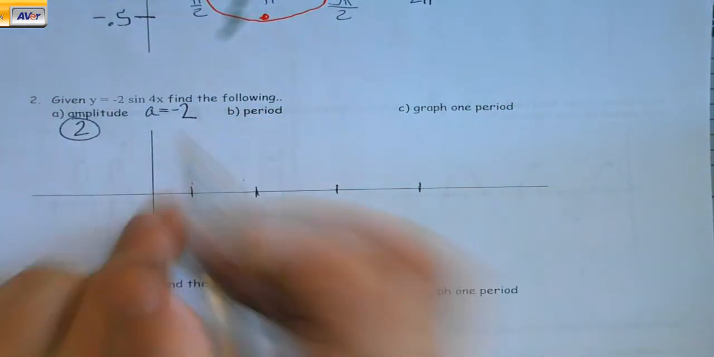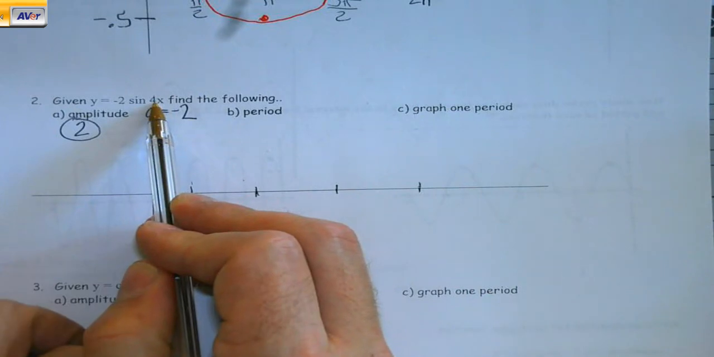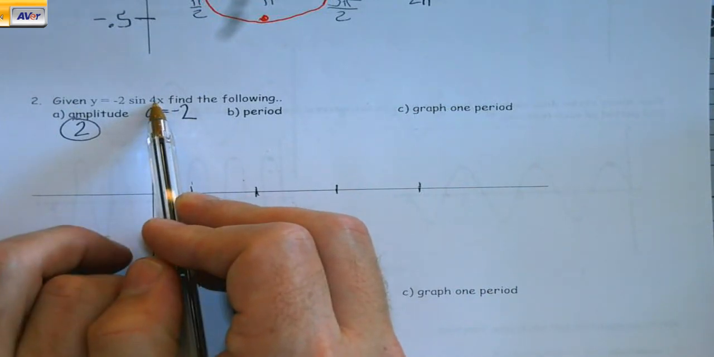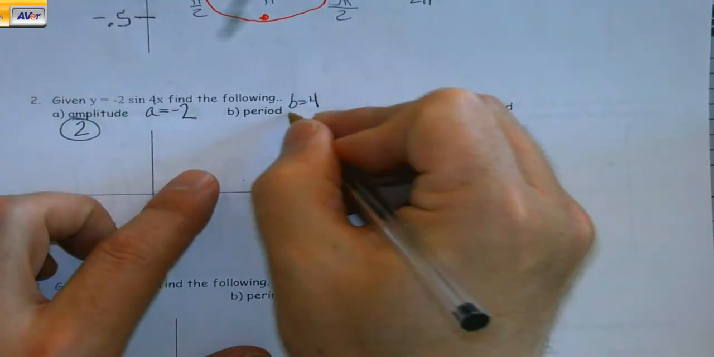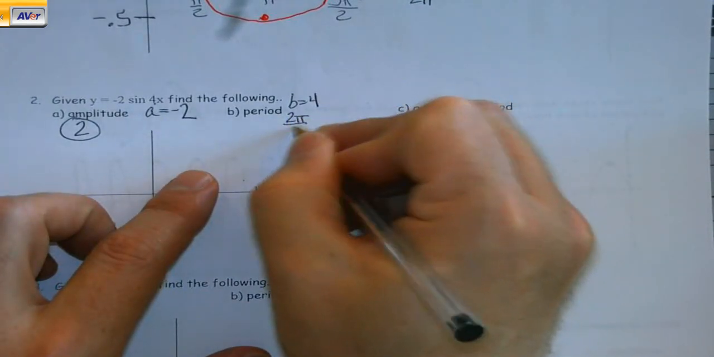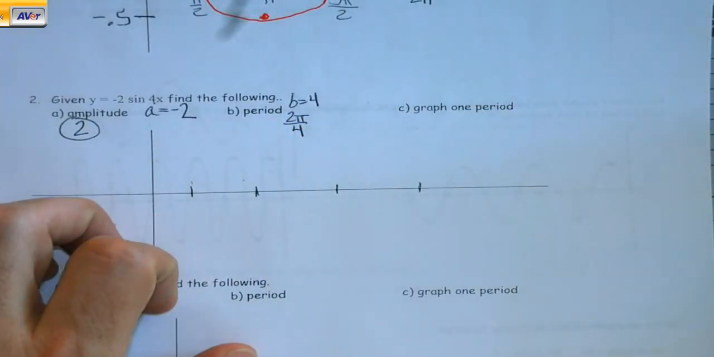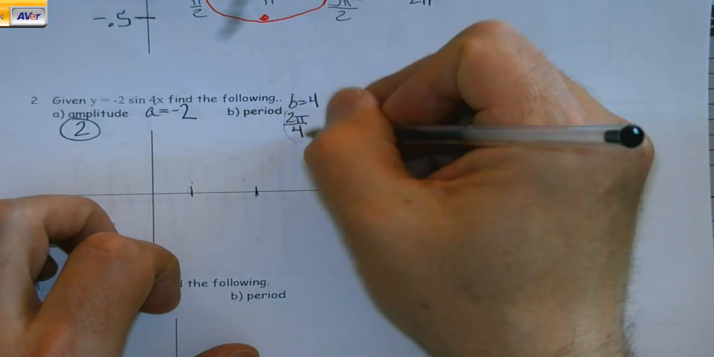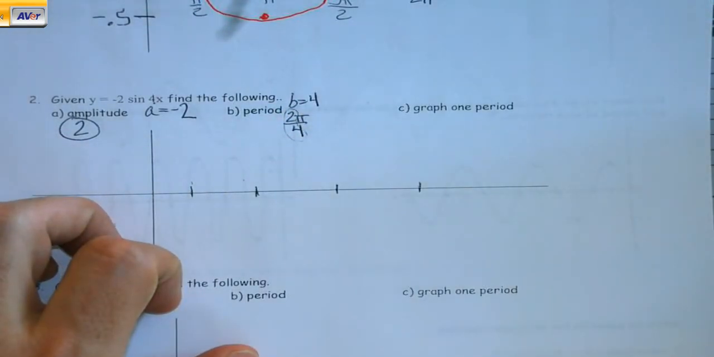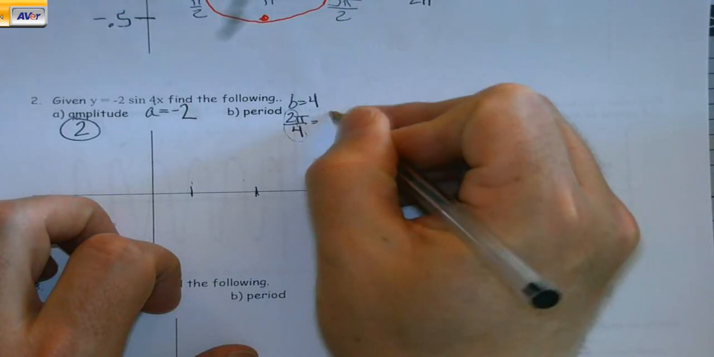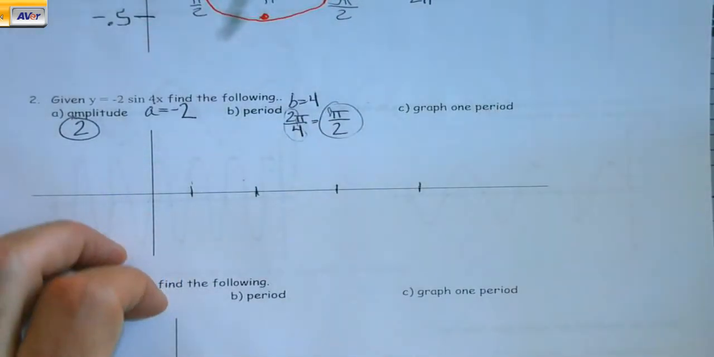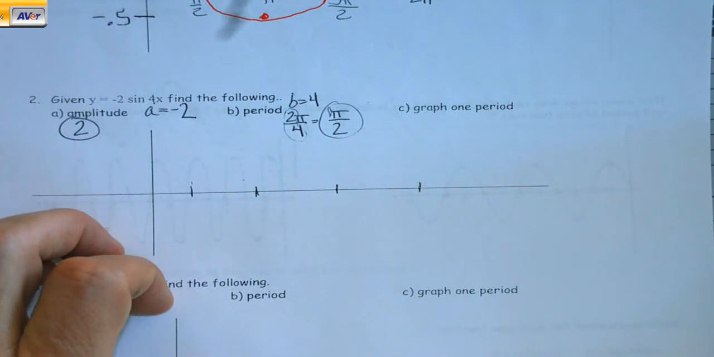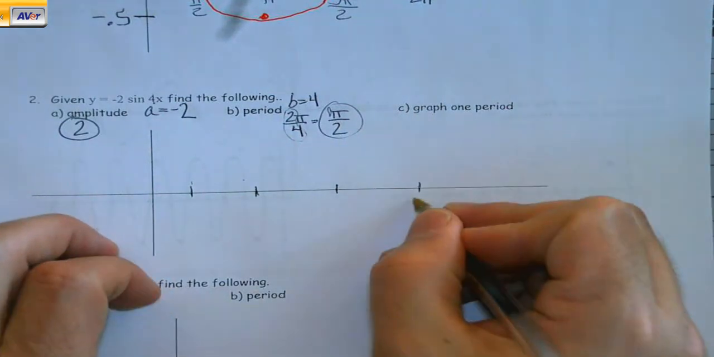When I get to period, I look for the number in front of my angle measure, in front of my x. This time it's 4. Okay, so if my b value is 4, my period is 2 pi over 4. I'm going to look to reduce the part in front of pi as much as I can. And I can put a 1 there too if I want to. So my period here, because 2/4 reduces, is pi over 2, or 1 pi over 2.